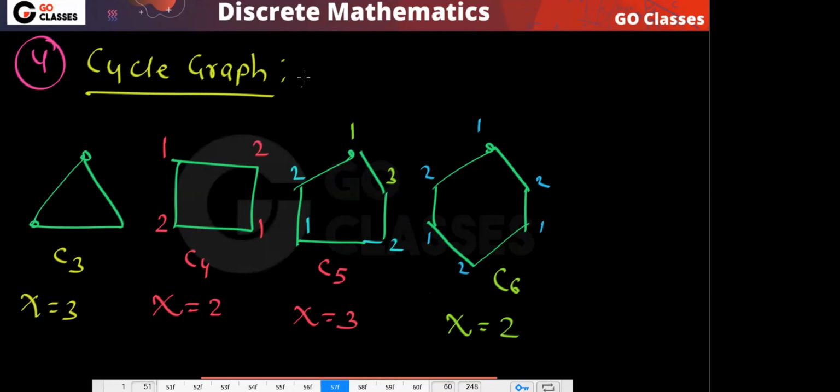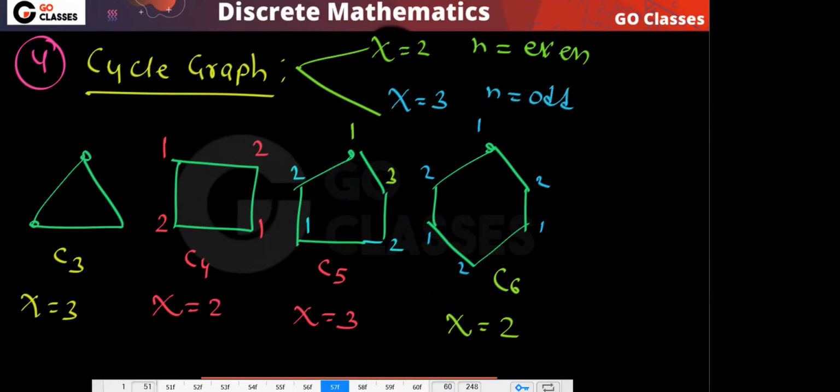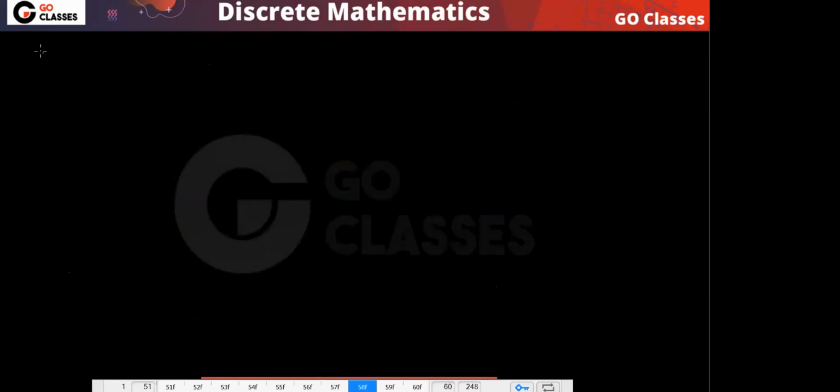For a cycle graph, the chromatic number will be 2 when n is even, and the chromatic number will be 3 when n is odd. So this is very simple.